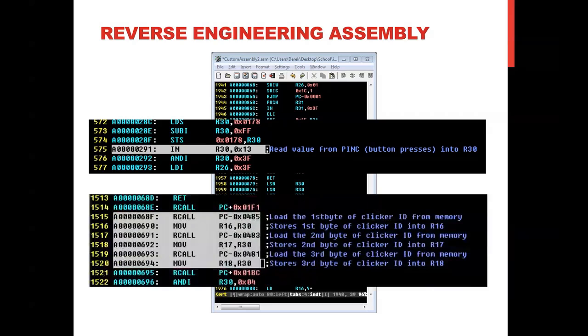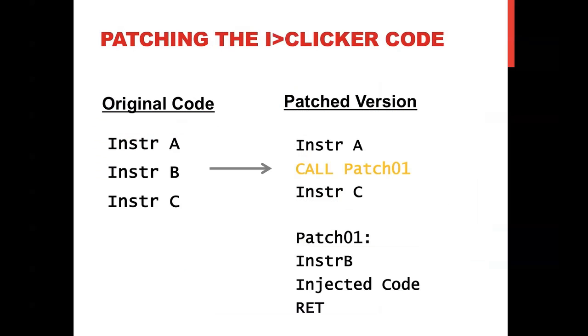And this snippet here tells us when the EEPROM is read to get a clicker's ID. These are the two main points of code we needed to know. By patching these code segments, we could do all sorts of things. Patching the code was followed by replacing a given instruction with a call to an empty segment of program memory.